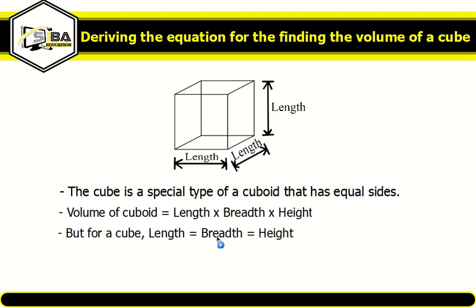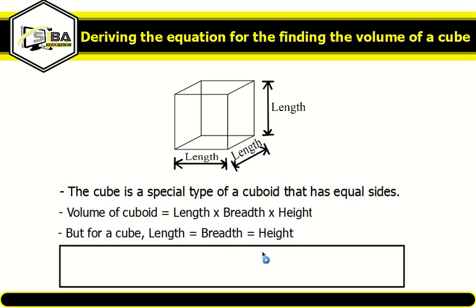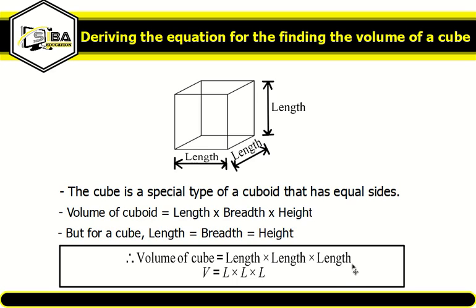Is that okay? So where we have breadth and height, we can substitute length. So in fact, the volume of a cube becomes length times length times length. Is that okay? Length times length times length. Now let's look at how we can use this equation to solve some problems.